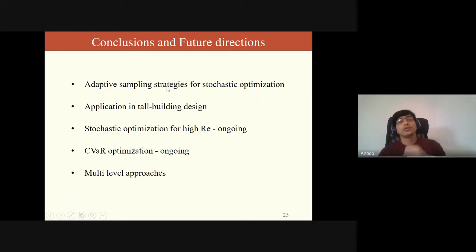Okay, to conclude, we have an adaptive sampling strategy for stochastic optimization, and it is applied for tall building design. And for the low Reynolds number, we have some results, and for high Reynolds number, we are still working on it. And the next steps would be to have the CVaR, which is also an ongoing process, and we would like to have some kind of a multi-level approach for the future.